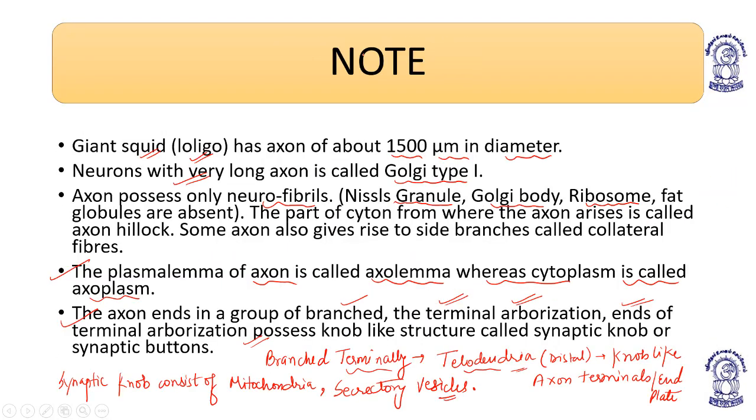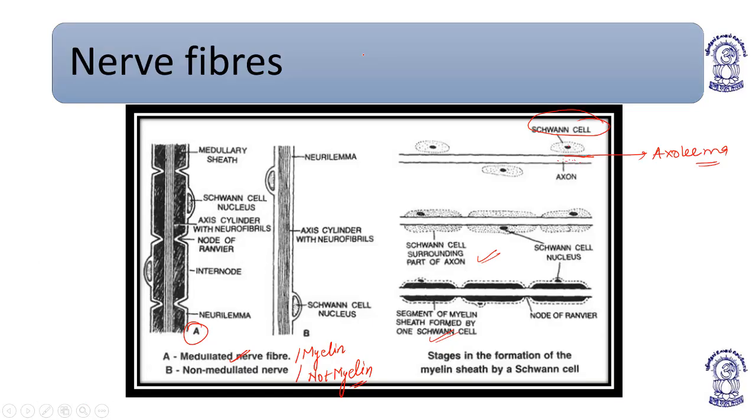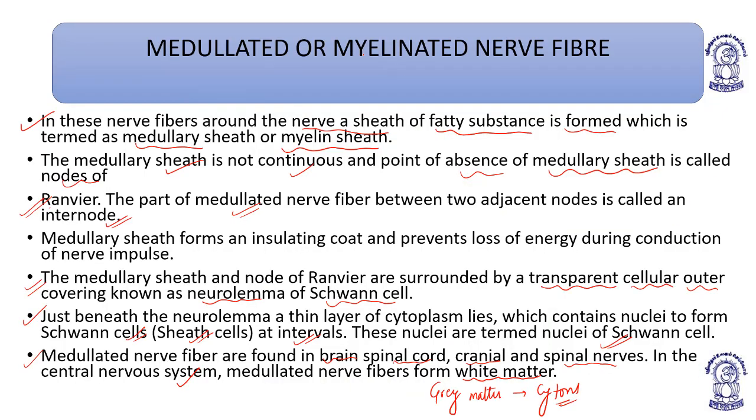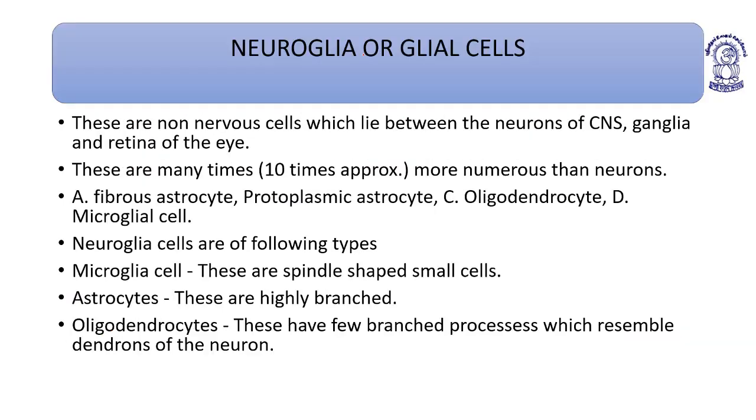We're coming to the next, neuroglia or glial cells. Neuroglia or glial cells consist of supporting and packaging cells found in brain, spinal cord, and ganglia.